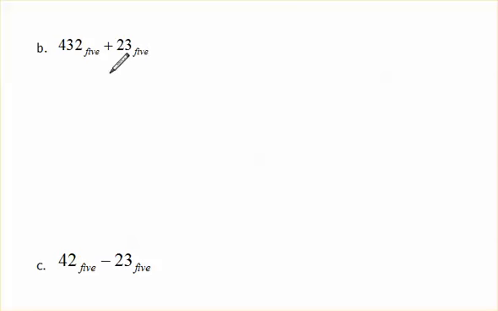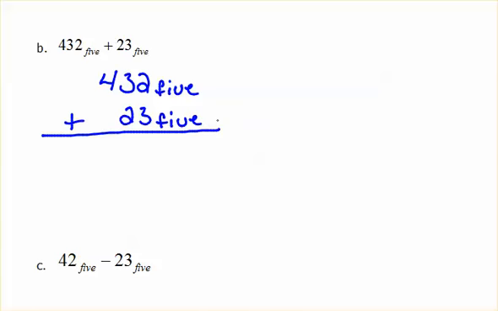Okay, so here we have another one that is 432 base 5 plus 23 base 5. So we're going to do the exact same thing. We're going to start in our singles column. 3 plus 2, well, that's 5. That is one group of 5 and 0 singles. So we're going to put down 0 and carry our 1 to the next column.